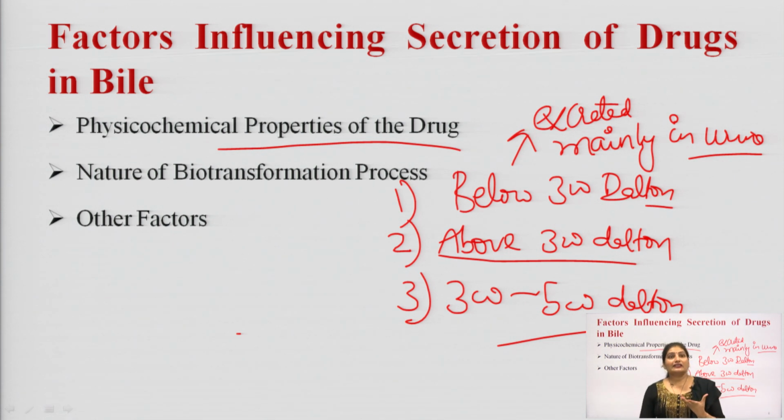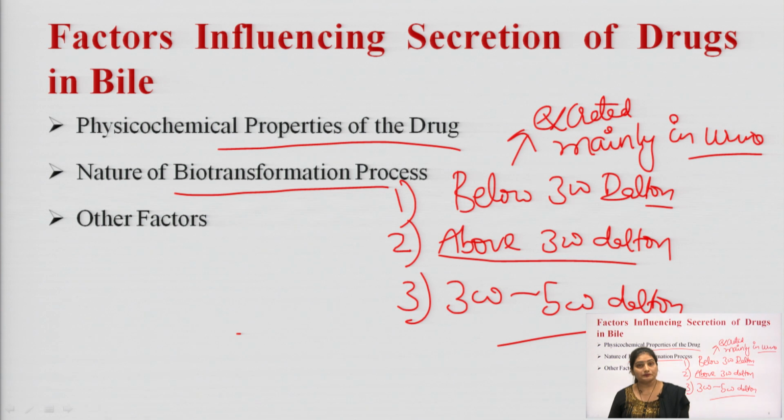Okay. The next factor is the nature of the biotransformation process. A metabolic reaction can greatly influence the polarity as well as the molecular weight of the drug. If the drug component has higher polarity, then it will favor biliary excretion. So, phase 2 reactions, for example glucuronide reaction and sulfate conjugation, will favor the biliary excretion process.